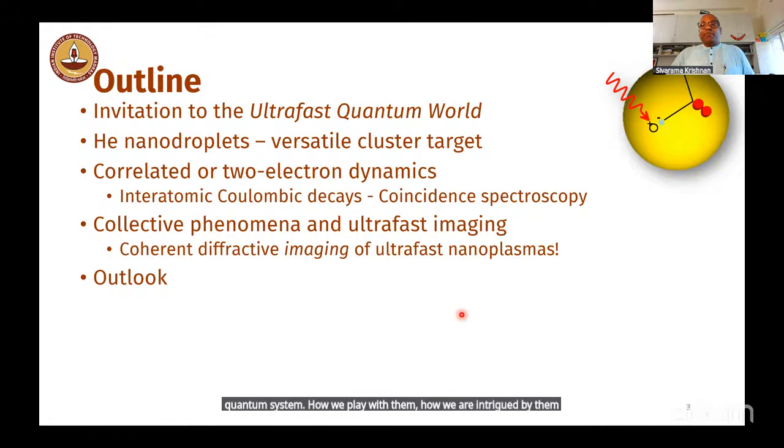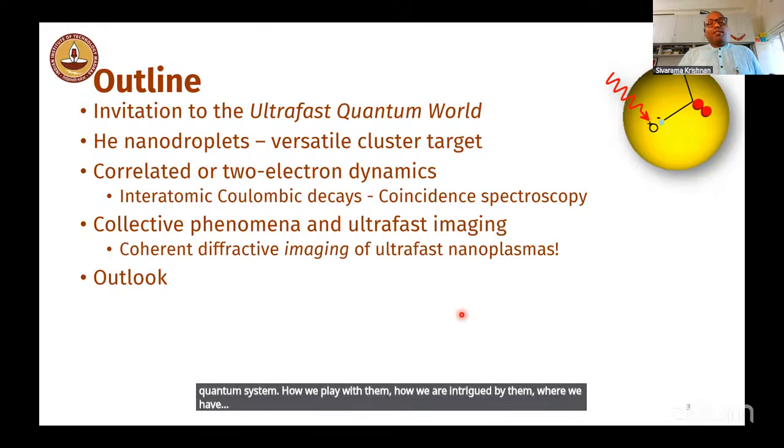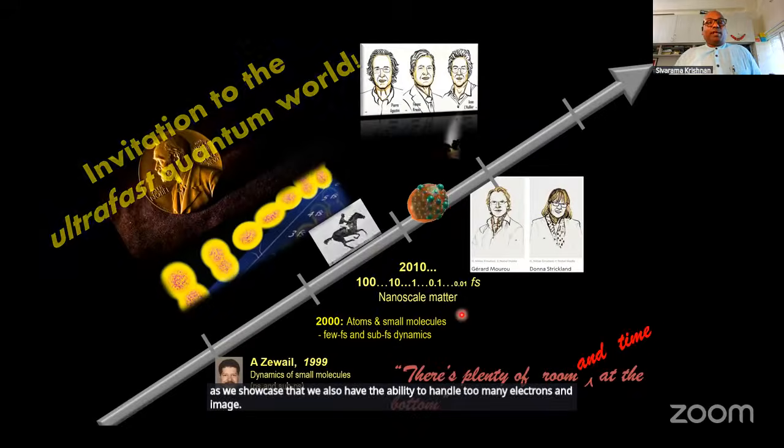where we present scenarios where even 2 electrons may be too many, as well as we showcase that we also have the ability to handle too many electrons and image these systems when they evolve fast.